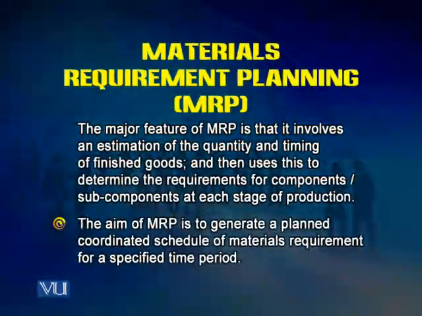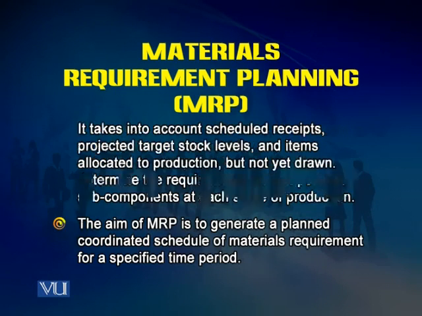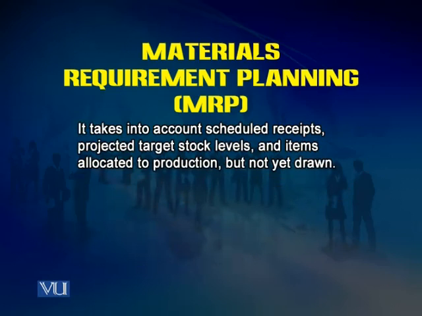The aim of MRP is to generate a planned, coordinated schedule of materials requirement for a specified period of time. It takes into account scheduled receipts, projected target stock levels, and items allocated to production but not yet drawn. The MRP therefore becomes a coordination of the various requirements of materials for a specified time. In this, the time is also specified. That's an important aspect, that the timing is now specified. The plan is according to the time schedule, and it is according to the forecast that has been built.